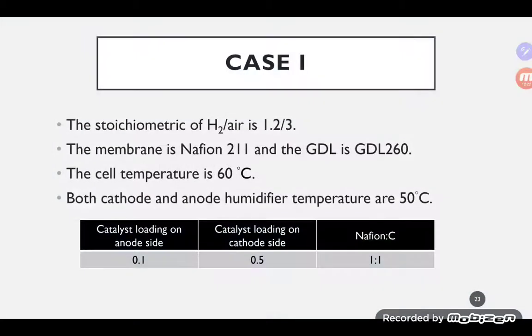And this is my result. This is some result of my research. So in case one, we use the stoichiometry of hydrogen per air of 1.2 per 3, and in this case we use the membrane Nafion 211 and the GDL is GDL 260. The cell temperature was set to 60 degrees Celsius and both the cathode and anode humidifier temperatures are 50 degrees Celsius.